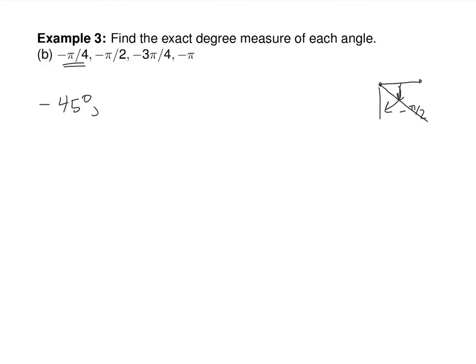What's negative pi halves the same thing as? Negative 90. Okay, negative 3 pi quarters, it goes past negative 90 an additional how many degrees? So it's minus 90 and then minus 45. So added together, that's how many degrees? 135. Minus 135. And then negative pi is the same thing as negative 180, right?